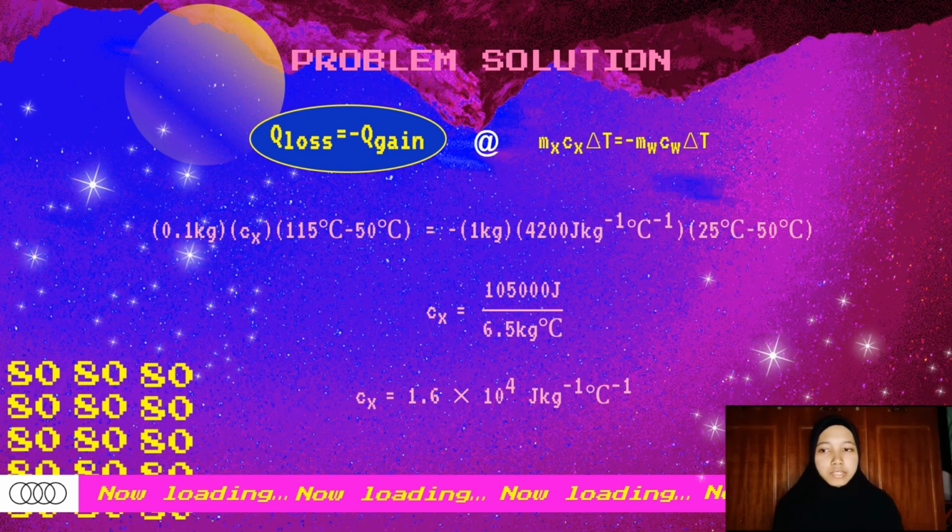So we leave Cx alone on the left hand side, and we bring all the values to the right hand side, and we get Cx is equal to 105,000 joule over 6.5 kilogram degree Celsius, and our final answer is Cx is equal to 1.6 times 10 to the power of 4 joule per kilogram degree Celsius.